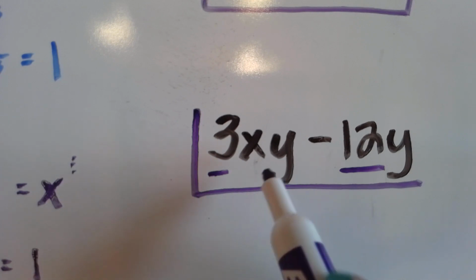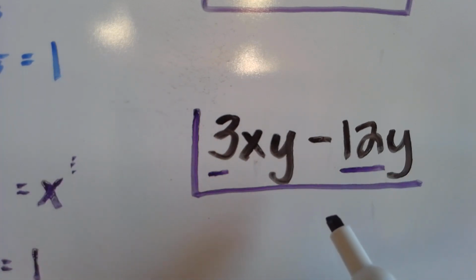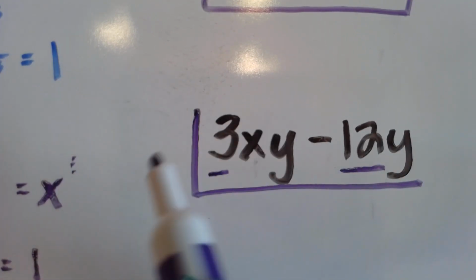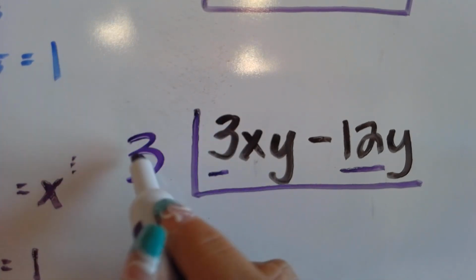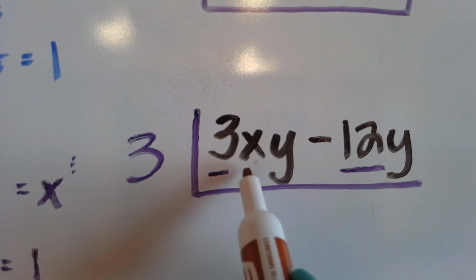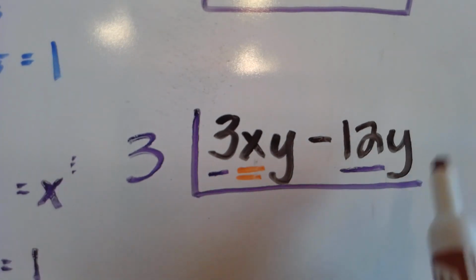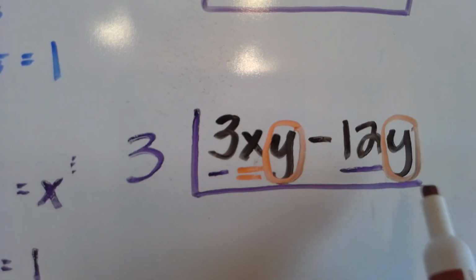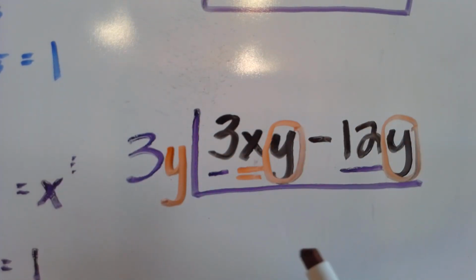What number can go into 3 and 12? The smallest number that can go into both of them. It'll be the greatest common factor, but it would have to be smaller than 12. It would be 3. Okay, because 3 divided by 3 is 1. Negative 12 divided by 3 is going to be negative 4. So that would work. Now let's look at our variables attached to it. We have an x here, but we don't have an x here, so we have to leave it. But I do see we have a y here, and we have a y here. So we can go ahead and pull out that y.